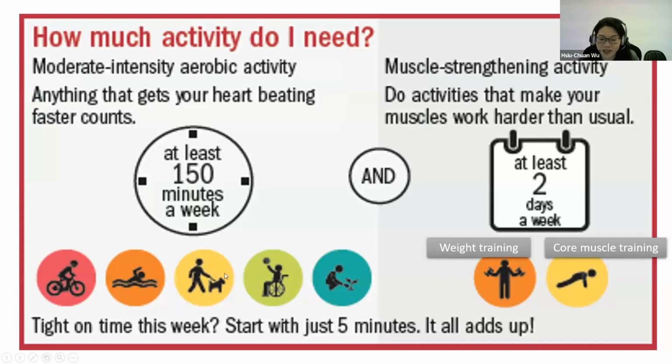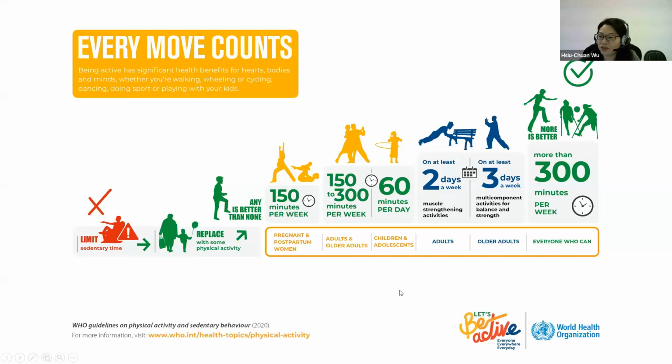So it's around 30 minutes a day if you exercise 5 days, plus at least 2 days a week of muscle strengthening activity. So it's more like weight training or core muscle training. That's what we mean by activity. This is a figure you can download from the WHO web page. It says 150 to 300 minutes per week for normal adults, plus 2 days a week of strengthening activity, such as weight training or core muscle training. If you're an older adult, you do 3 days a week of minor exercise, basically to keep your balance and muscle strength. So for activity, the more the better.